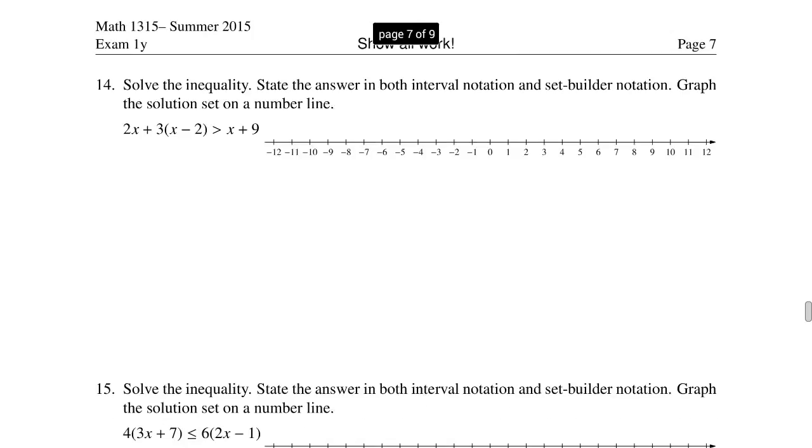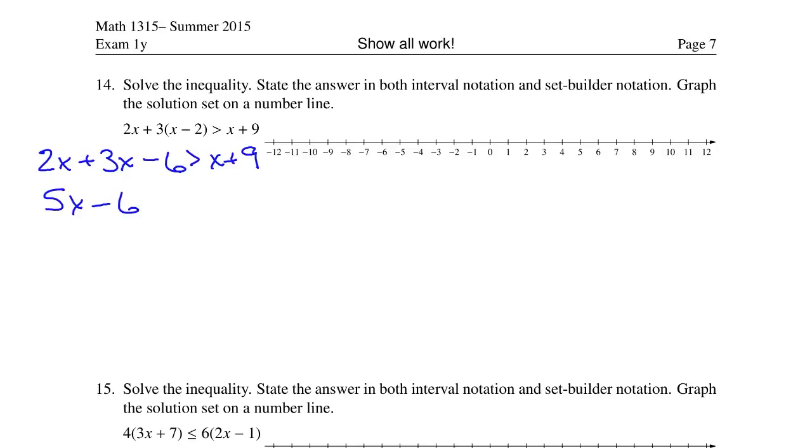All right, question 14. Solve the inequality. So we're going to have 2x plus 3x minus 6 is greater than x plus 9. It'll be 5x minus 6 is greater than x plus 9. And that's 4x is greater than 15. So x is greater than 15 over 4.